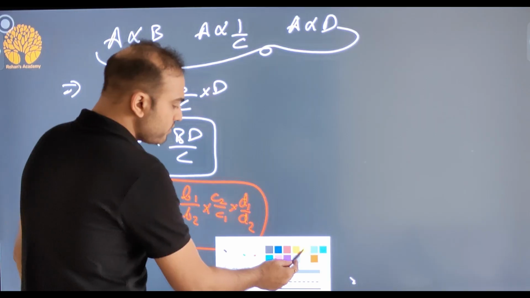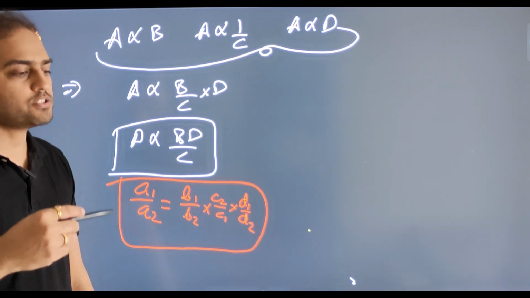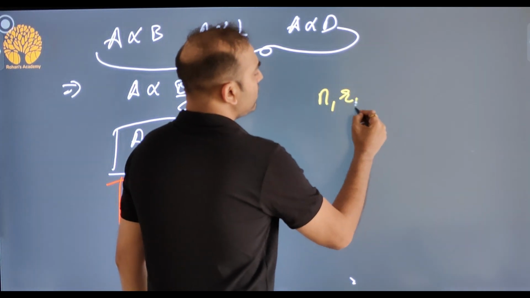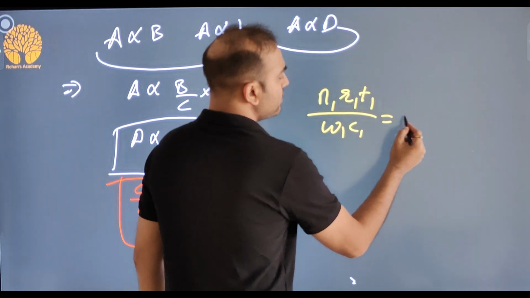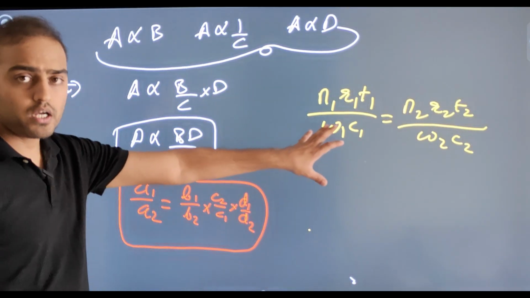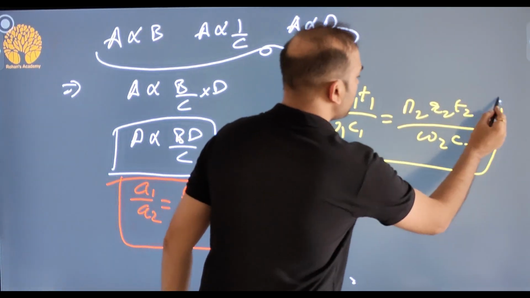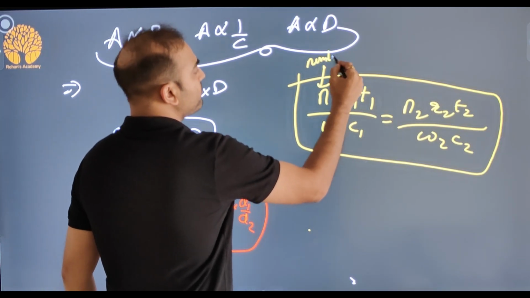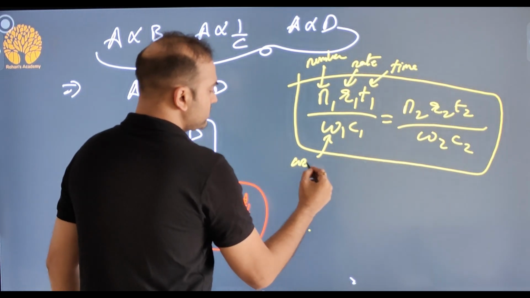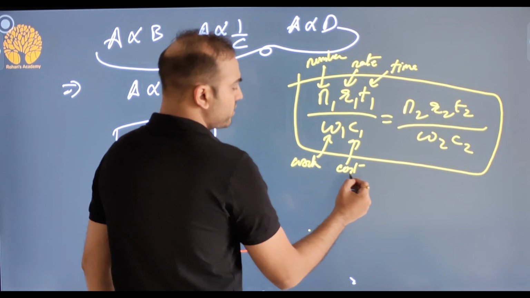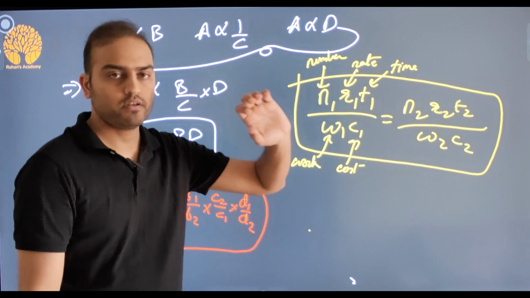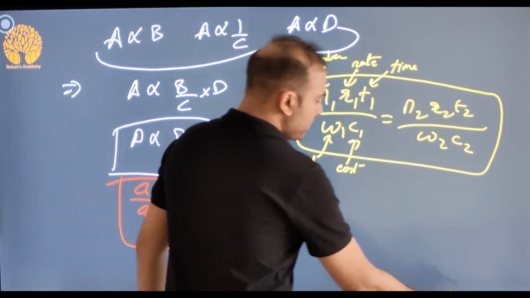Now this is somewhat what we use when we do those chain rule questions, or those ratio, proportion, time and work questions. When we say N1 R1 T1 by W1 C1 is N2 R2 T2 by W2 C2, that formula comes from here. See here, N is your number, R is rate of work, T is time, W is the work done, C is cost. So that formula comes from application of this, and that is why it works everywhere. We'll learn that later.